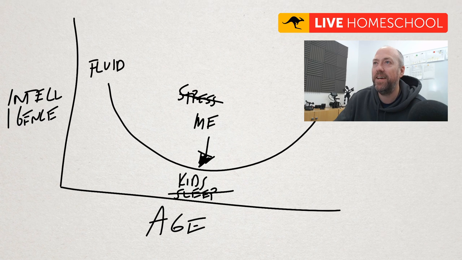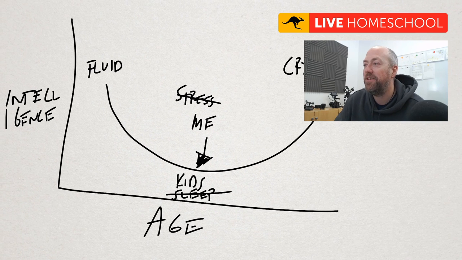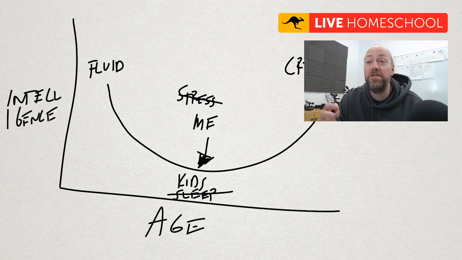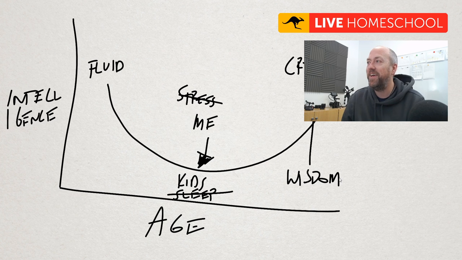But then here, as we come up on the other side, this is when we have crystallized intelligence. Okay, there it is, crystallized. Crystallized intelligence is basically wisdom. It's intelligence that comes from all of your life's experiences, right? It's like you've seen a problem before, so now you know how to solve this problem.